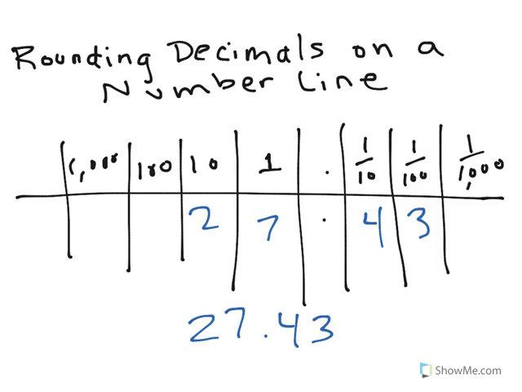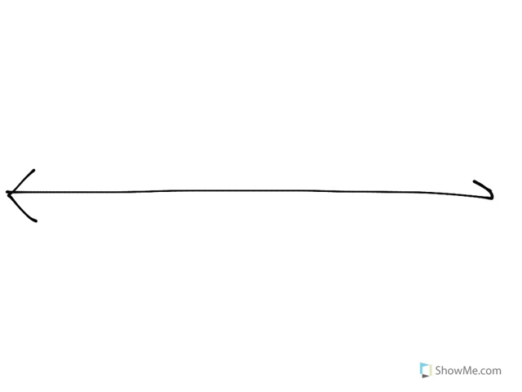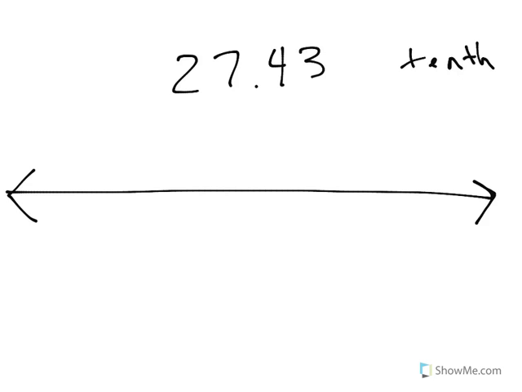So let's take that same number, and we're going to look at it on a number line. 27 and 43 hundredths. Now, in class, before we went to the number line, we learned just the basic way of rounding. I'm sure you learned in a really similar way. If we were going to round to the nearest tenth, we would look for the target number. In this number, it would be the 4 because it's in the tenths place.